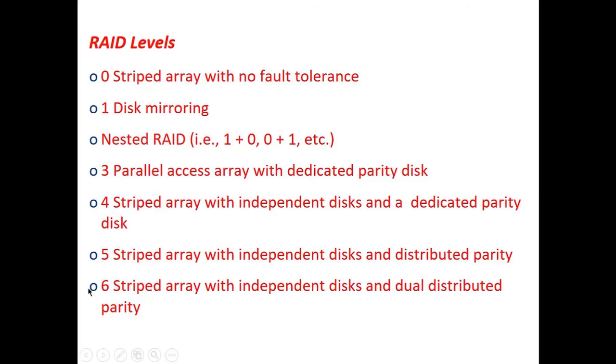RAID 6 is the last level that we'll be discussing. In RAID 6 we have a striped array with independent disks and dual distributed parity. We are going to compute two types of parity and distribute them. Again, we don't have a dedicated parity disk here. So these are the different RAID levels that we'll be discussing. We start with RAID 0, we move on to RAID 1, then nested RAID, which in turn has two types, RAID 1.0 and RAID 0.1. Then we have RAID 3, RAID 4, RAID 5 and RAID 6.